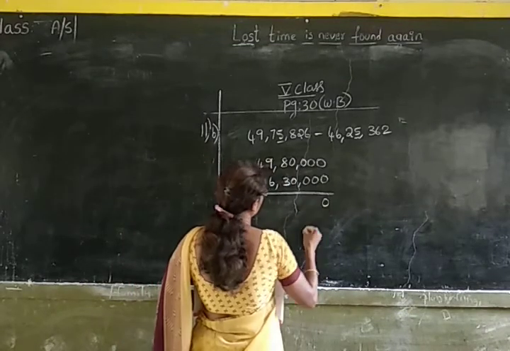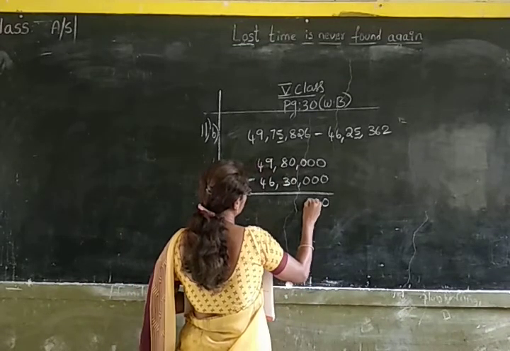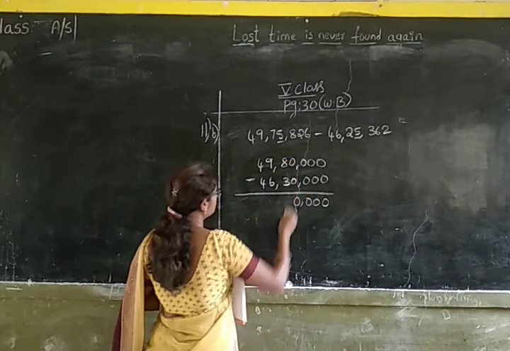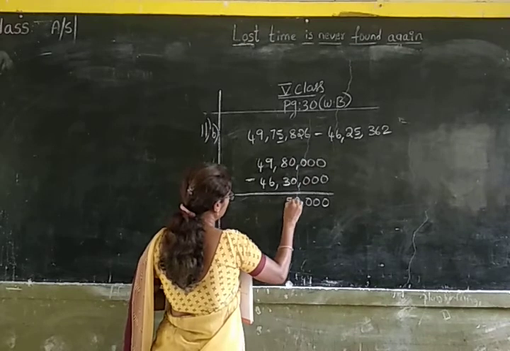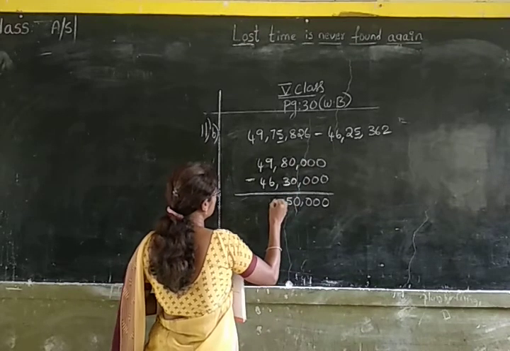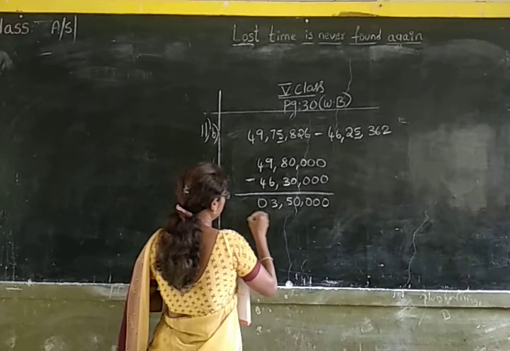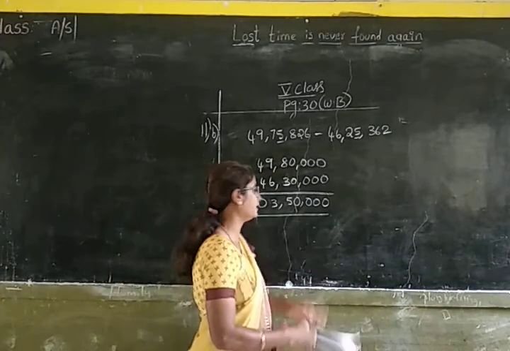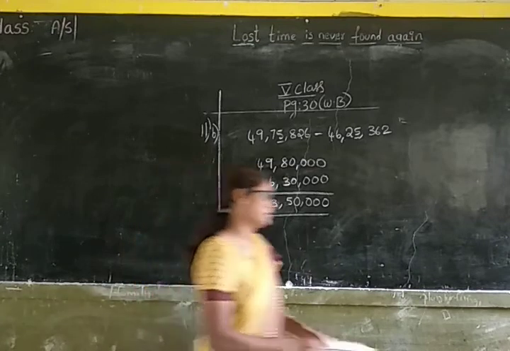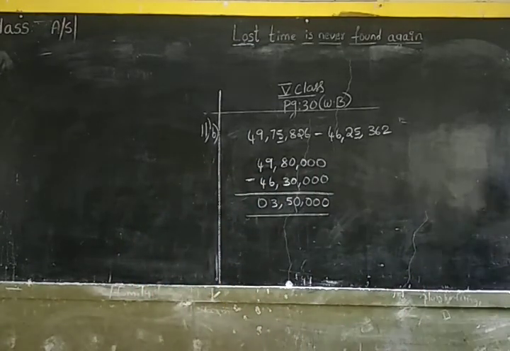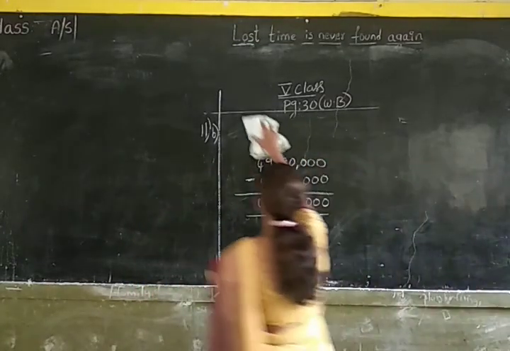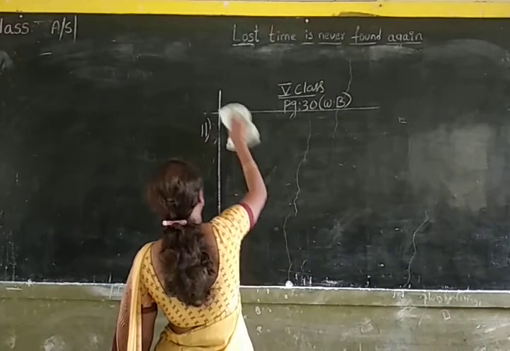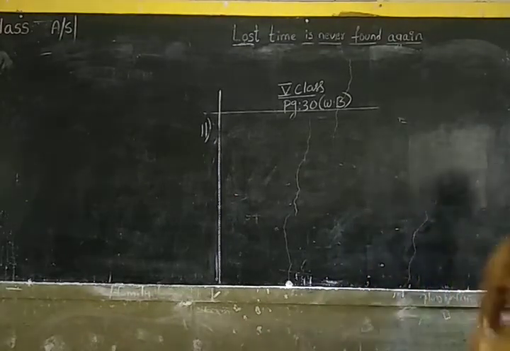0 minus 0 is 0. 0 minus 0 is 0. 0 minus 0 is 0. 0 minus 0 is 0. 8 minus 3 is 5. 9 minus 6 is 3. 4 minus 4 is 0. So the answer is 3,50,000. Now let us do the C sum.